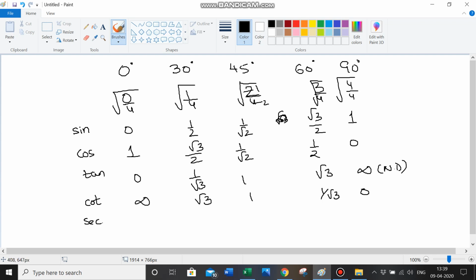Next is sec. Do a reciprocal of cos. So this becomes 1, this becomes 2 upon root 3, this becomes root 2, this becomes 2, and this is not defined. To get cosec, you can either do exactly the reverse of this or do reciprocal of sine. I will do reverse of this. So this is infinite, 2, root 2, 2 upon root 3, and 1.